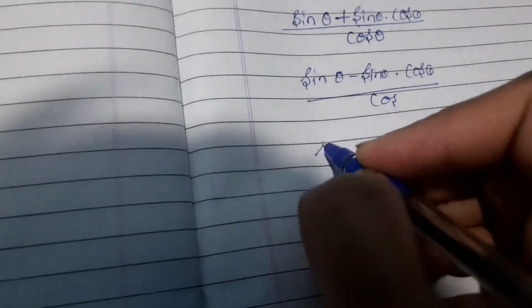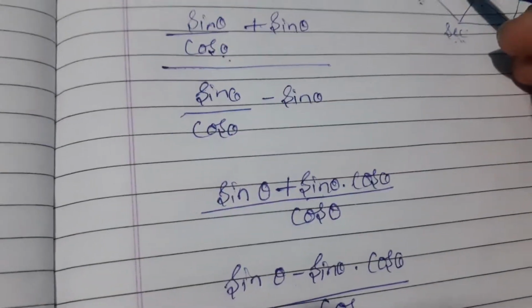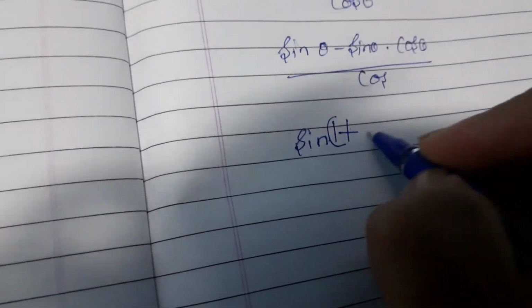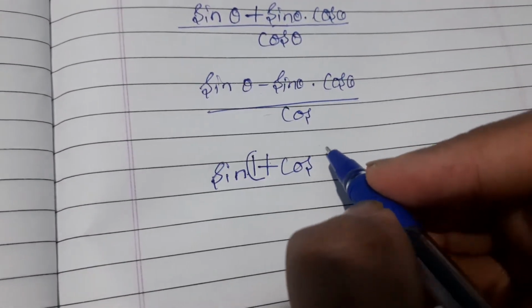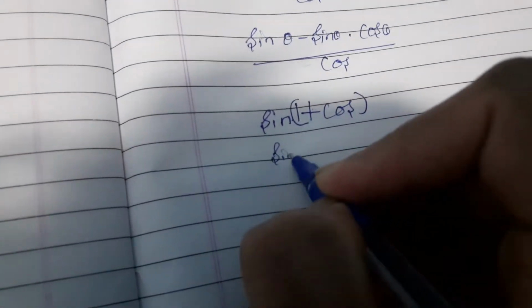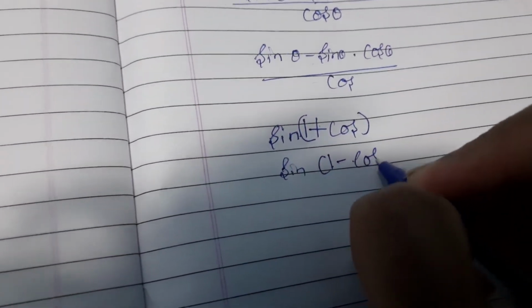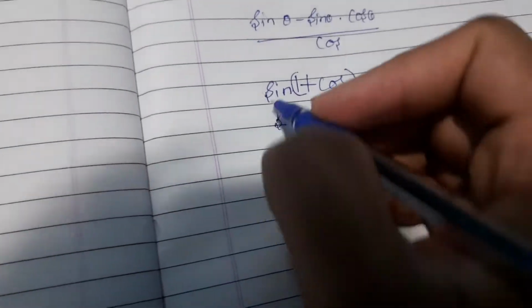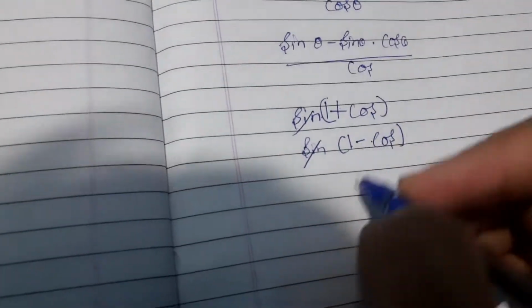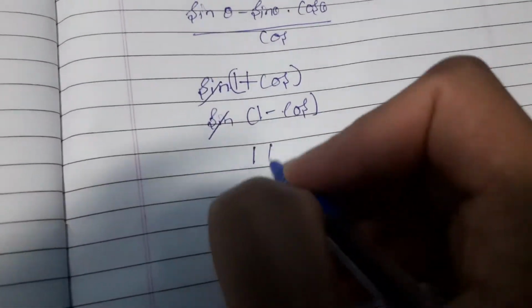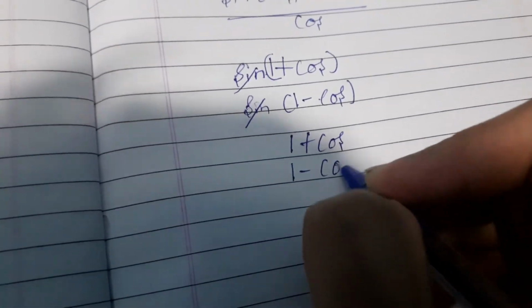Enter the question answer. Sine, write it as it is, plus 1. How did it come 1? You were thinking that sine 1 cos, sine 1 cos. Now as it is sine 1, right here as minus cos we get it. Then cancel sine theta, remove the brackets and write here 1 plus cos and 1 minus cos.